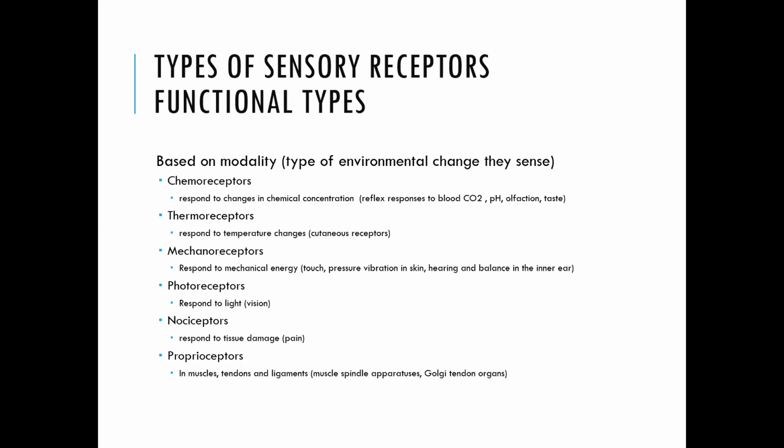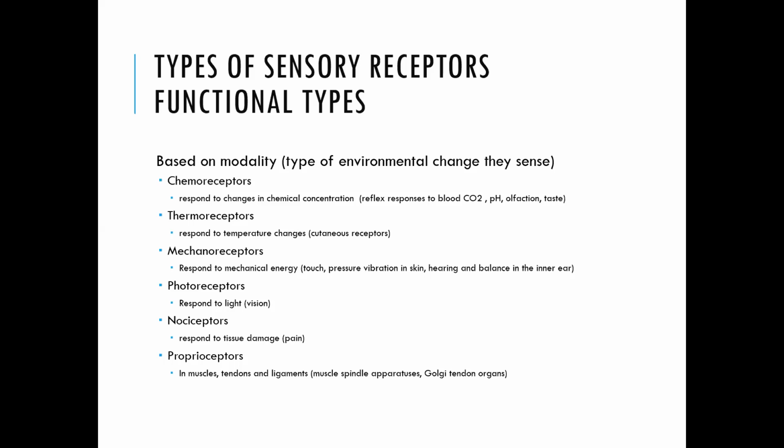So for example, we have chemoreceptors. Those would be receptors that respond to changes in chemical concentrations. Example, responses to blood carbon dioxide levels being too high, causing reflex actions in our muscles. Olfactory, meaning our sense of smell, as well as our sense of taste. All of those are controlled by chemoreceptors or chemicals. They respond to chemical changes in the body or in the environment.